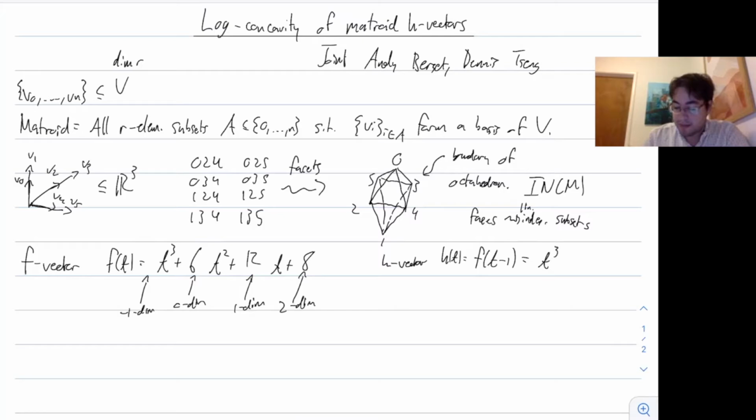And this is going to be t cubed plus 3t squared plus 3t plus 1. Very suspicious. This turns out to be t plus 1 cubed.